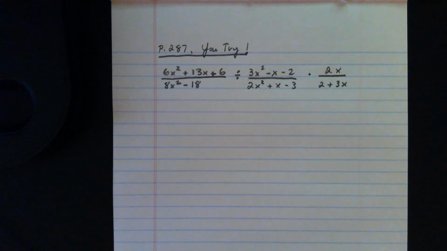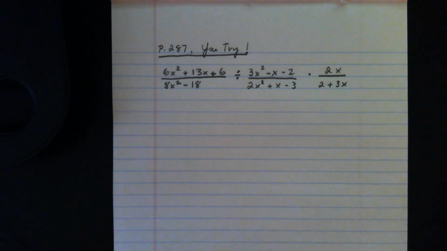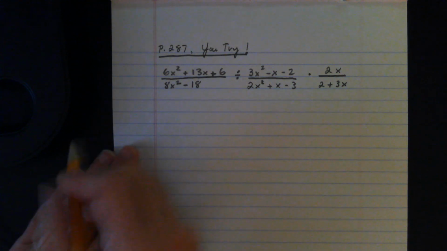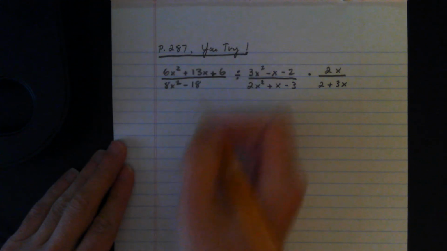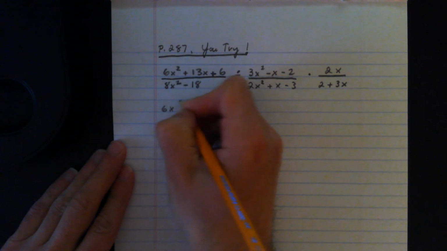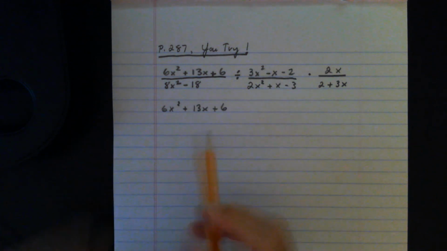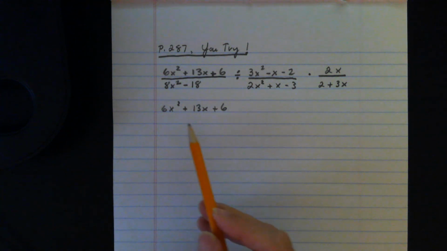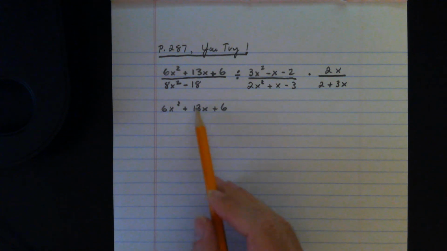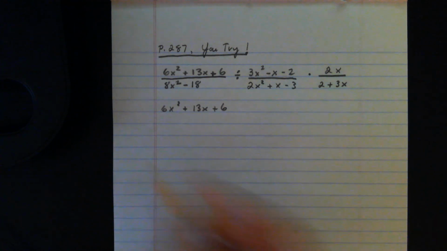I think the first thing we should do here is just factor each numerator and denominator separately. We'll work on all of them on their own and then put everything together at the end. Let's start at the top here. We've got 6x squared plus 13x plus 6. It's a trinomial. There's no greatest common factor. We need to find something that multiplies to 6 times 6, which is 36, and adds to 13. If you do a quick calculation in your head, you'll see that it's 9 and 4.